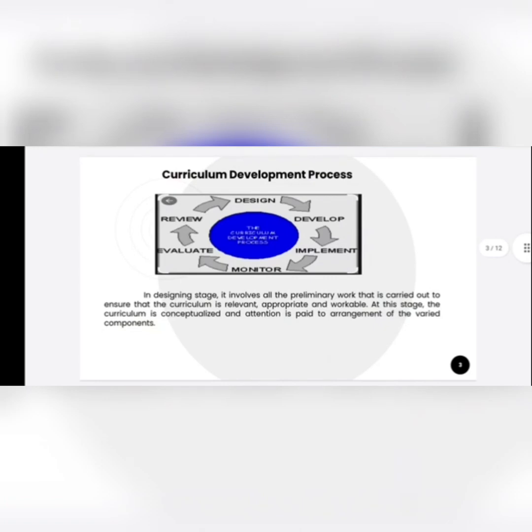1. Design. The designing stage involves all the preliminary work that is carried out to ensure that the curriculum is relevant, appropriate, and workable. At this stage, the curriculum is conceptualized and attention is paid to the arrangement of the right components. Consideration includes the focus on the philosophical underpinnings, needs assessment, goals, objectives, subject matter or material, learning experience, and evaluation, all established in consultation with stakeholders. At present, emphasis is being placed on learning in curriculum development activity.